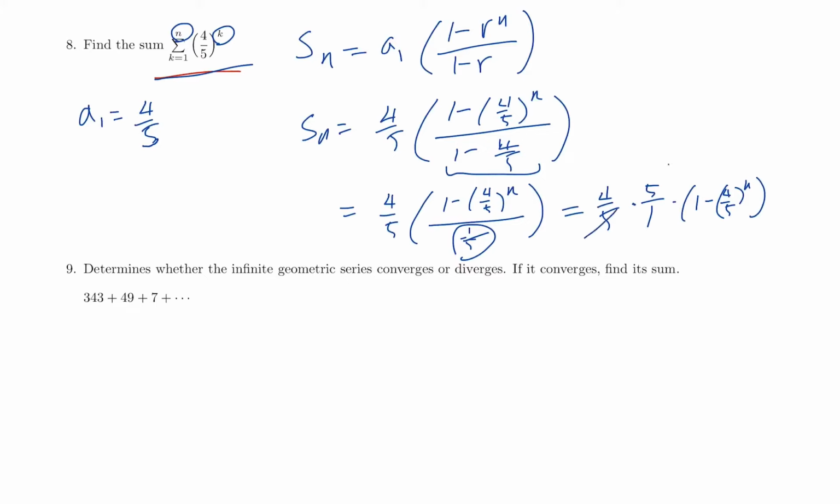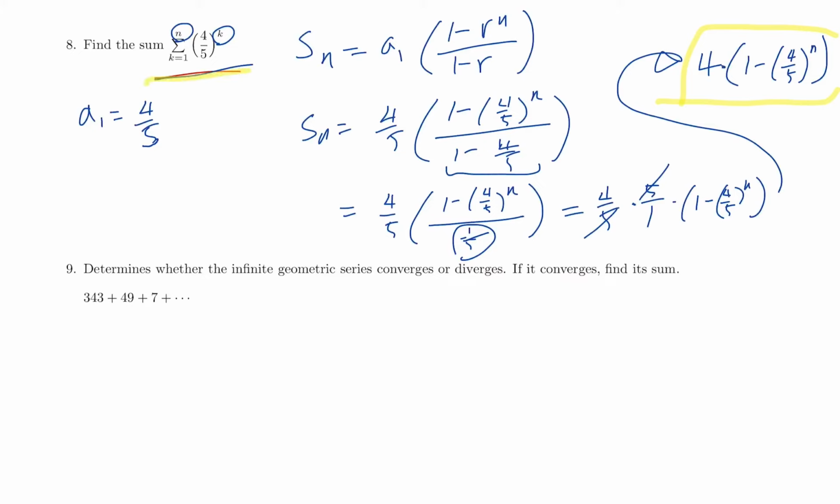So the 5's cancel out. Let me go up and write the final answer. It will be 4 times 1 minus (4 over 5) to the nth power. So this is a simplified version of finding this sum. Whatever n is, if we're adding 10 of them, put 10 in n right here. If we're adding 1,000 terms, put 1,000 right there.